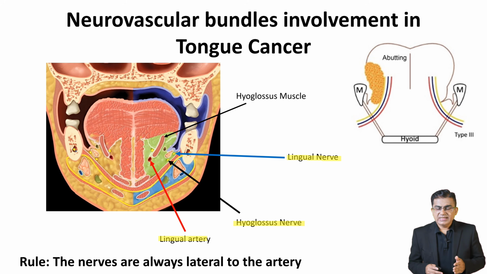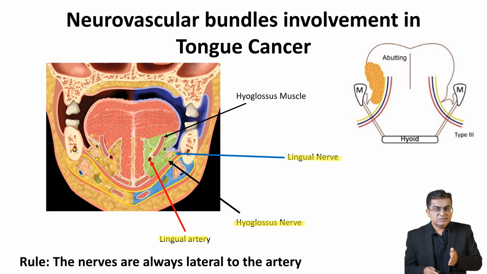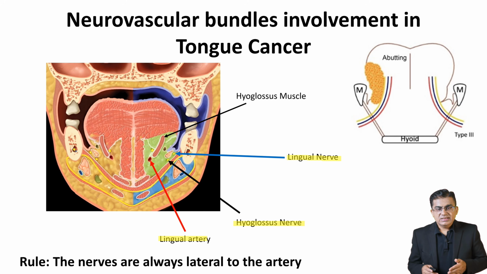Imagine the hyoglossus muscle as a vertical wall dividing the tongue. The structures of the neurovascular bundle travel on either side of this wall. Always remember, the lingual artery courses medial to the hyoglossus muscle. It runs deeper, close to the midline. The nerves, both the hypoglossal nerve and the lingual nerve, course lateral to the hyoglossus muscle. They run in the superficial plane of sublingual space.